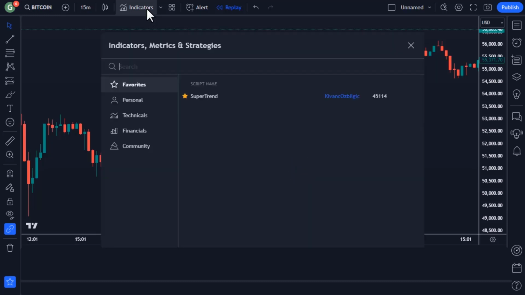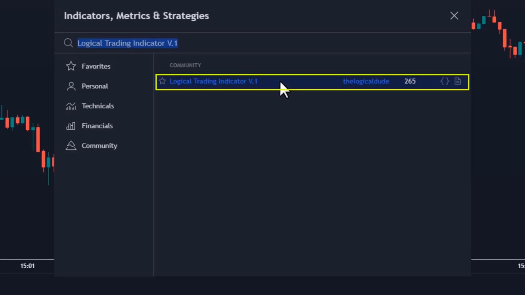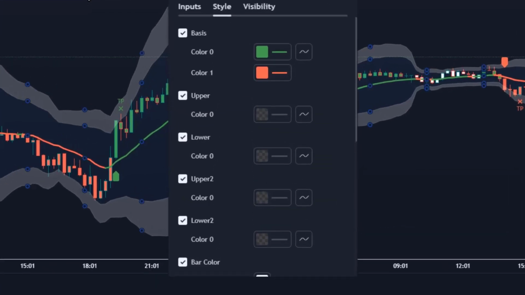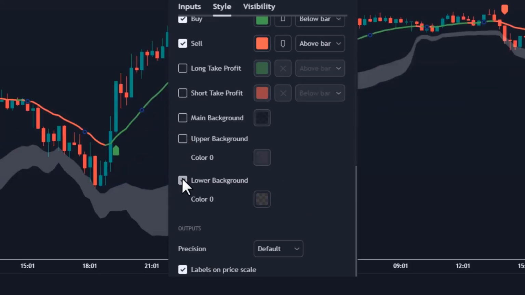First of all, we will search the Logical Trading indicator in the search box of TradingView. After that, we have to click on the Logical Trading Indicator option, in which we have to change some settings. First, we go to the Style tab. Here, we hide some options that you can see in this video.